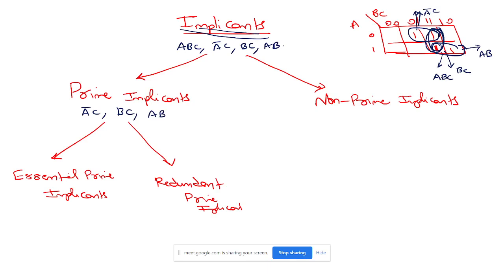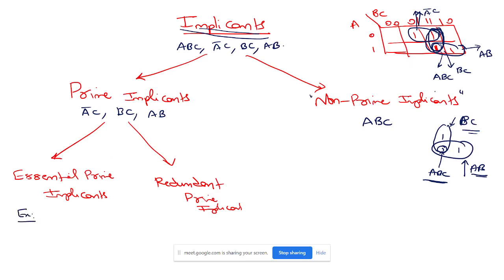But look at ABC. This is ABC, and this is AB. ABC is completely present in AB, and also completely present in BC. So ABC will become non-prime. This is very, very important: it is completely present in some other implicant.